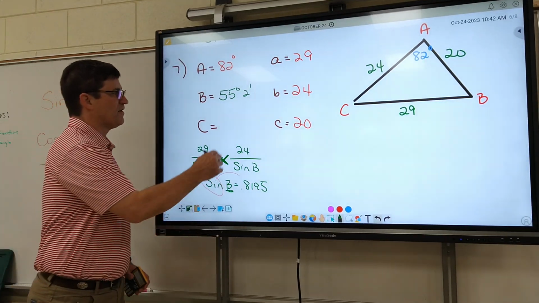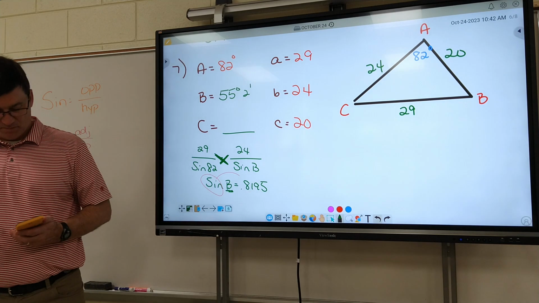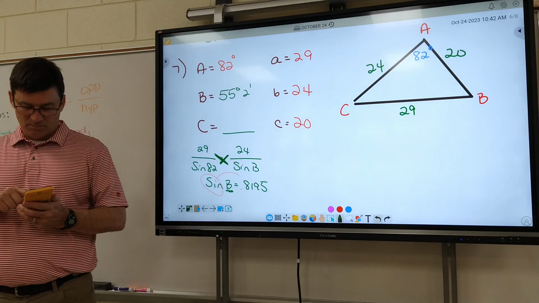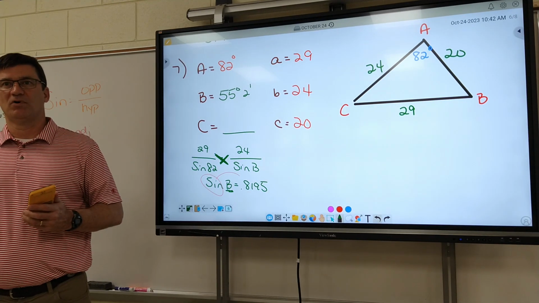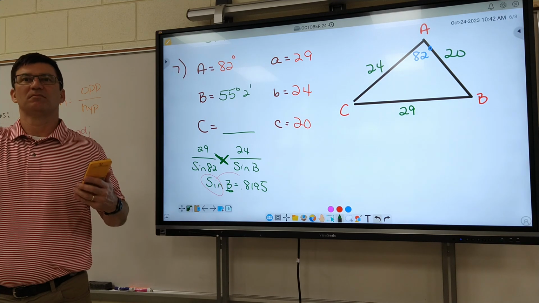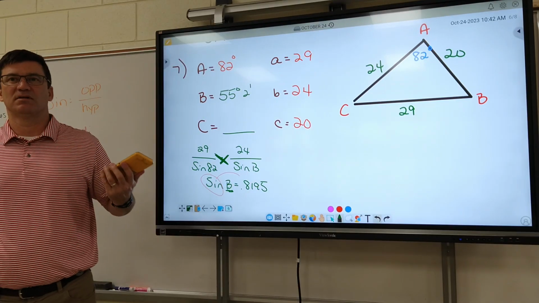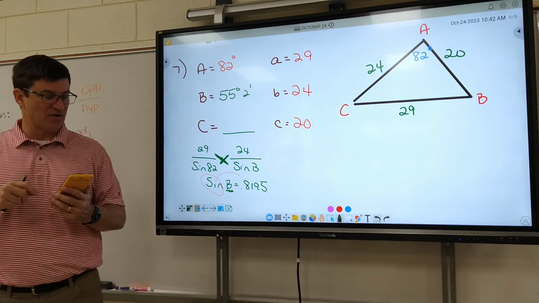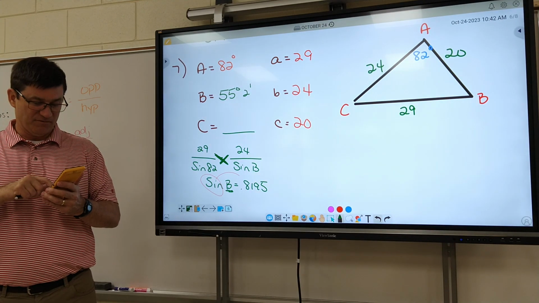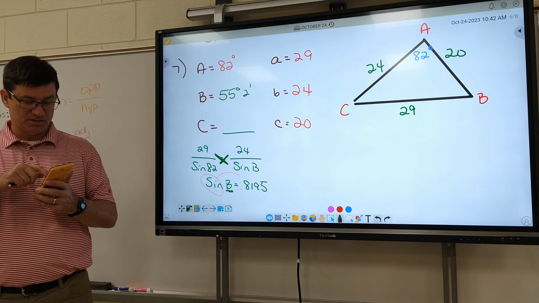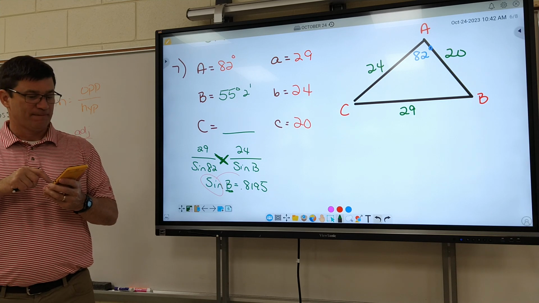Laney, now, how can I find my missing angle C? What always works on the left column? Subtracting from 180, right? 180. Just like we did on the quiz. Left column always works. You can subtract from 180 minus 55 degrees, 2 minutes.